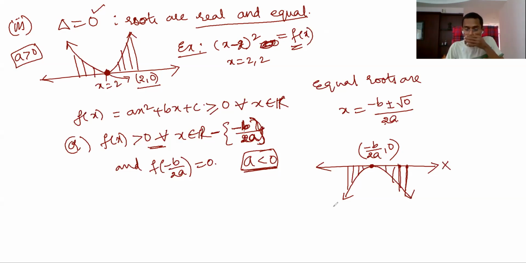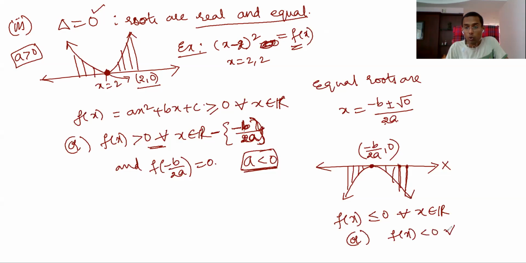So therefore, here also you can write two ways. One is f of x is less than or equal to 0 for all x belongs to R. Or you can write f of x is less than 0 for all x belongs to R except one value, that is minus b by 2a. You can write it like this also.